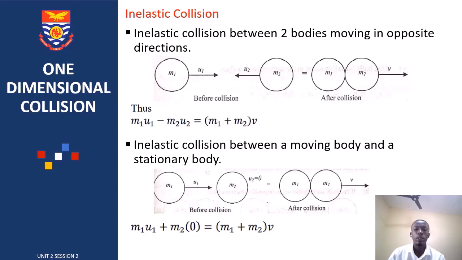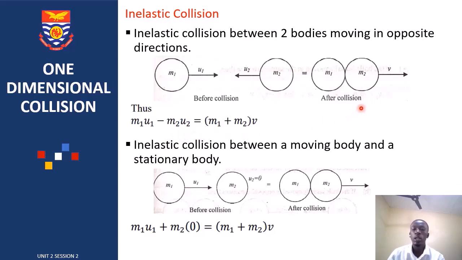Here our body 1 is m1 u1, and our body 2 is m2 u2. That is the momentum. And after collision we have body 1 as m1 and body 2 as m2. So we have to find the summation before the collision and the summation after the collision. Before the collision, we get m1 u1, and it's a minus here because body 2 is moving opposite to body 1, so we get m2 u2.